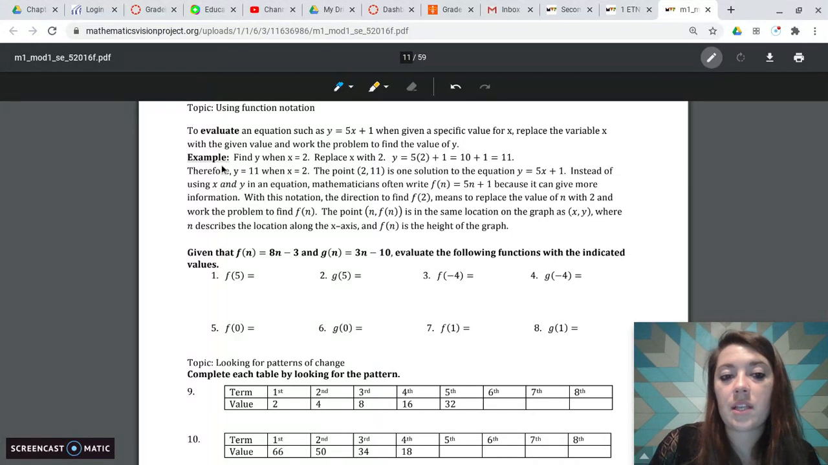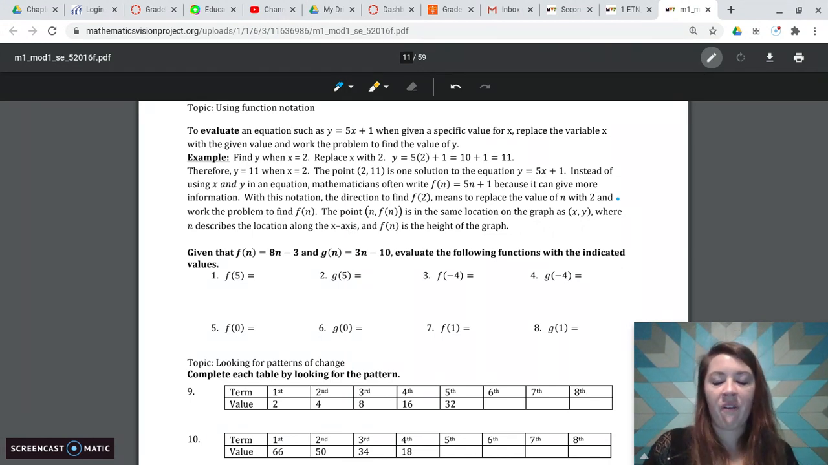And so instead of using x and y in an equation, mathematicians often write f of n equals 5n plus 1 because it can give more information. With this notation, the direction to find f of 2 means to replace the value of n with 2 and work the problem to find f of n. The point (n, f of n) is the same location on the graph as (x, y), where n describes the location on the x-axis and f of n is the height of the graph.